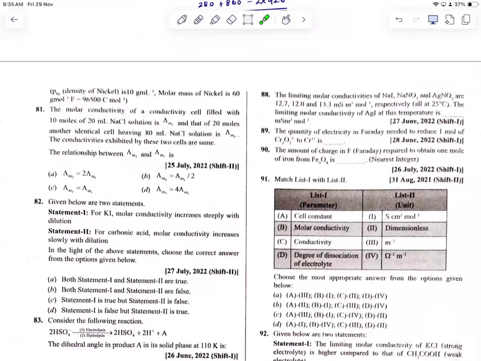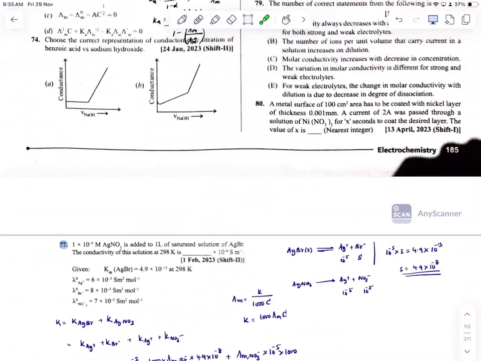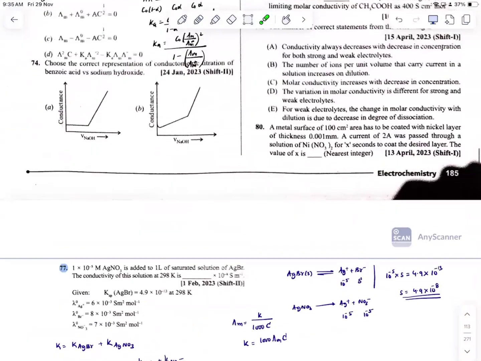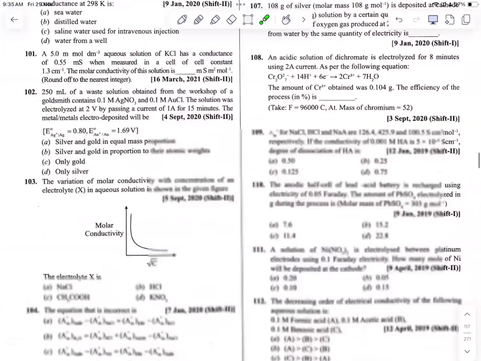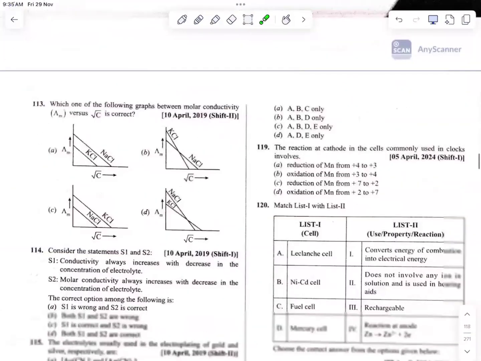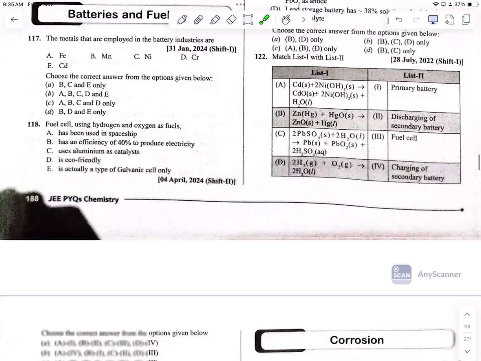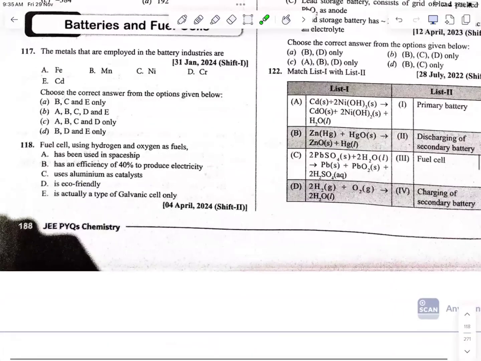In 23 onwards. Okay. This is up to 23, up to 80. Okay. Right. Next. Right. Let us see batteries and fuel cells. What are the types of questions that were asked in 24, as well as how it was asked in 23. Okay.